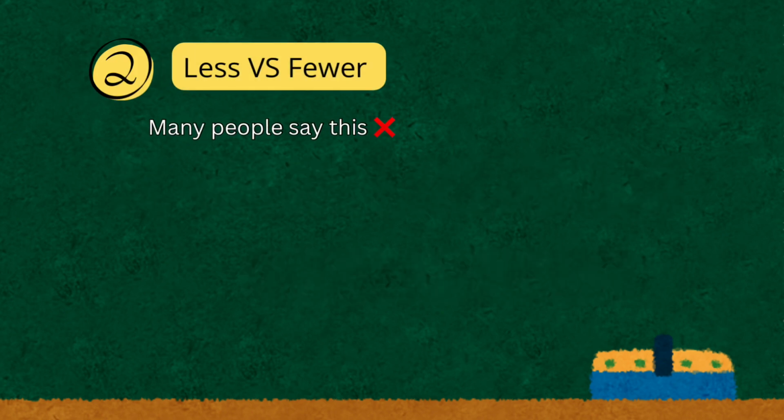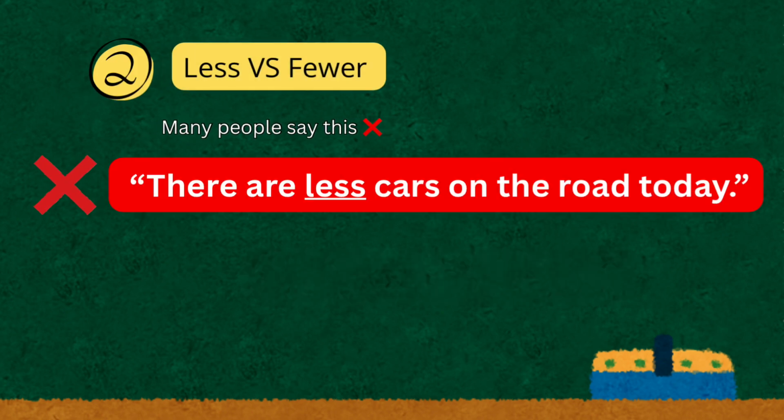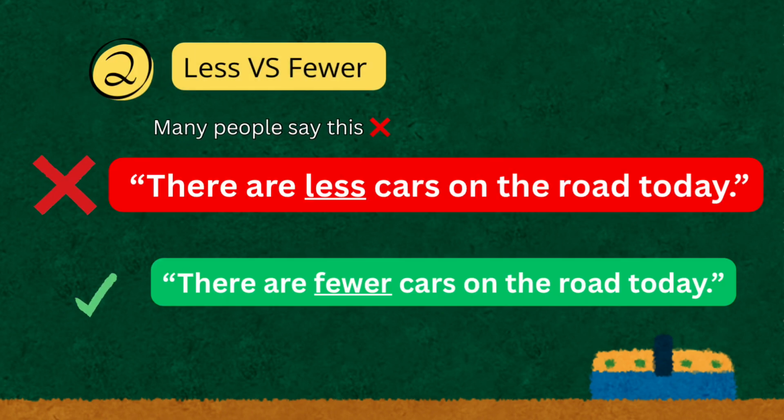Mistake number 2. There are less cars on the road today. There are fewer cars on the road today. Using less with countable nouns. Use fewer instead for things you can count.